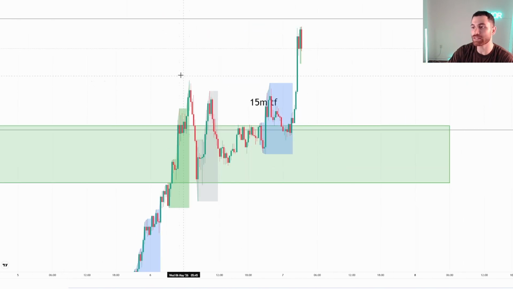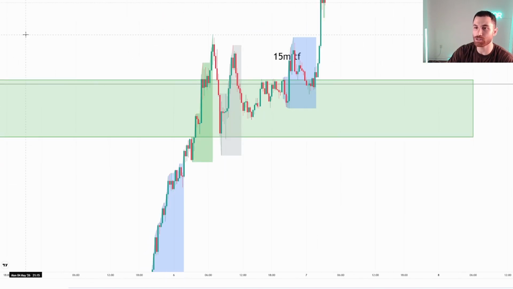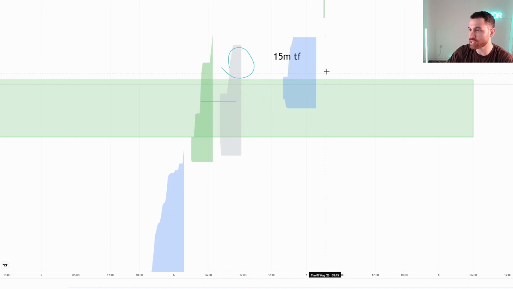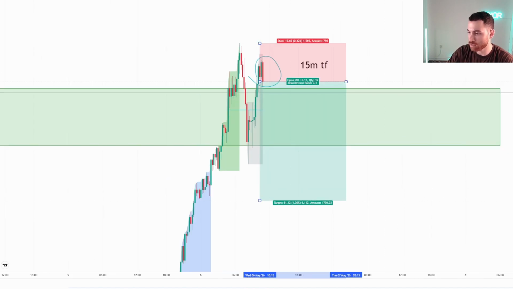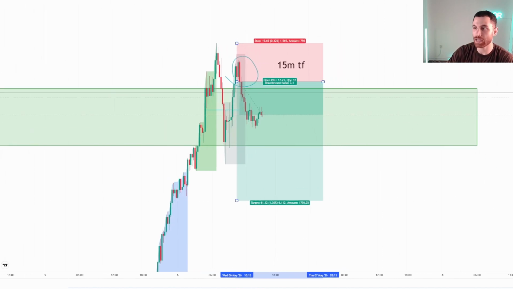As you can see, we went above it. Why? Because this was a trashy low. This wasn't a CHoCH. If you would have opened a position here, like I imagine many of you would have opened a position here and did something like that, you would have gotten stopped out and you would have cursed me.